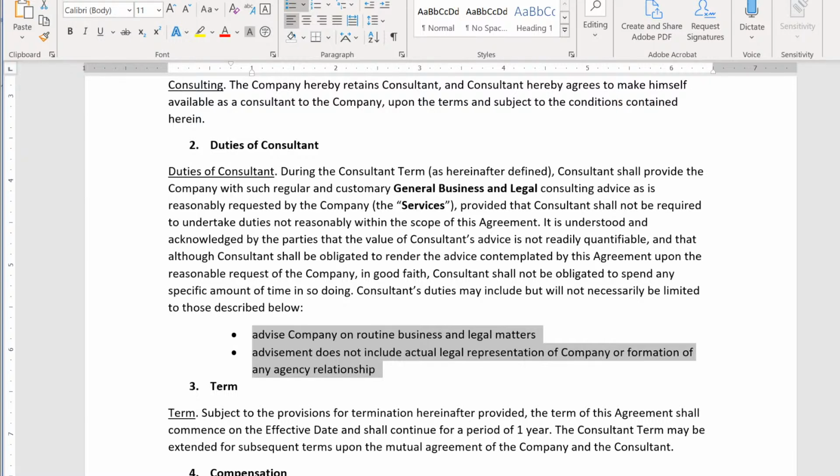I didn't do it here because I actually have a different agreement for this template with the client I have here. So this is actually the add-on to the other agreement. But if this is a standalone agreement for a single client, and this is the first one to enter into, I probably would put that second sentence that says any actual representation or formation of an agency relationship would require another agreement and additional fees. It's all about making fees.